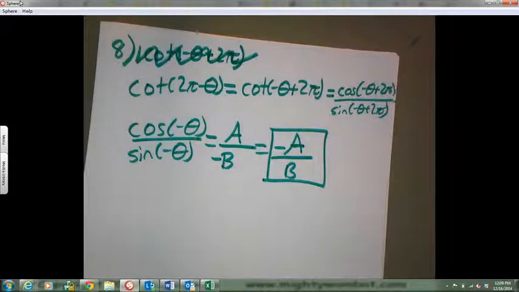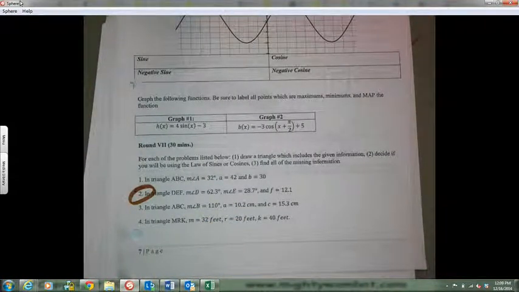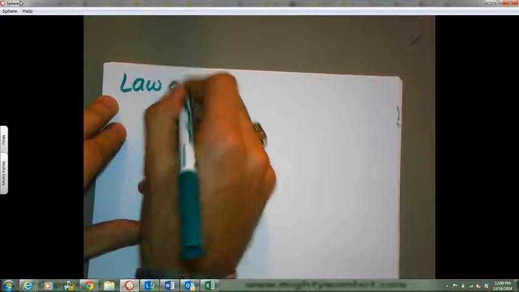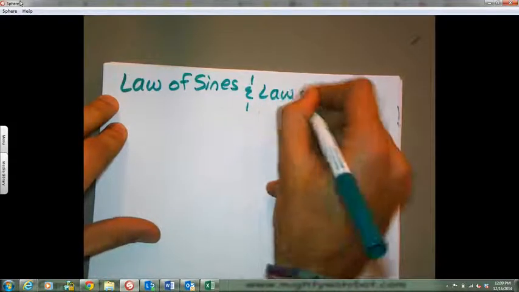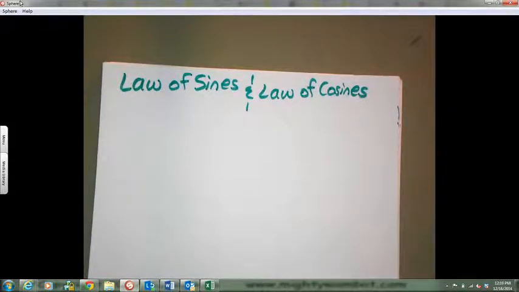Page number 7, round 7, right here at the bottom. Page 7, round 7. So this is the last new topic of the semester. Call it Law of Sines and Law of Cosines. So last year, we did not cover this.